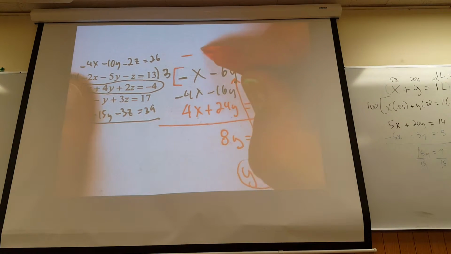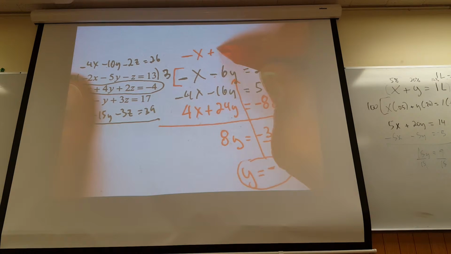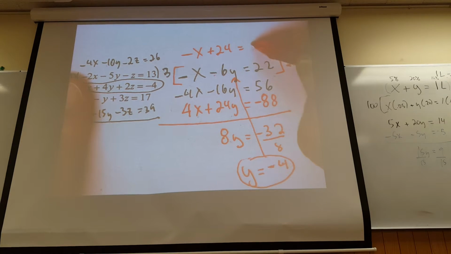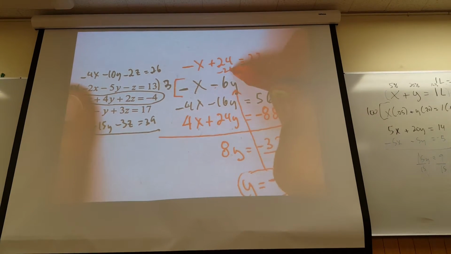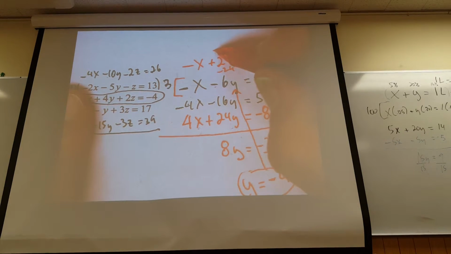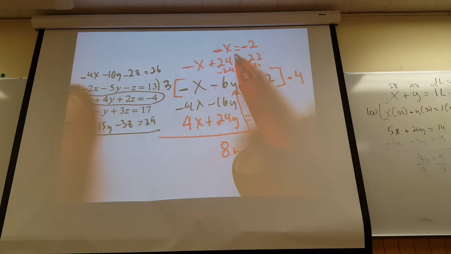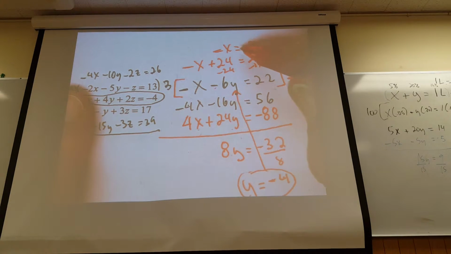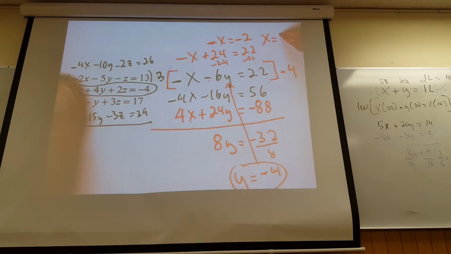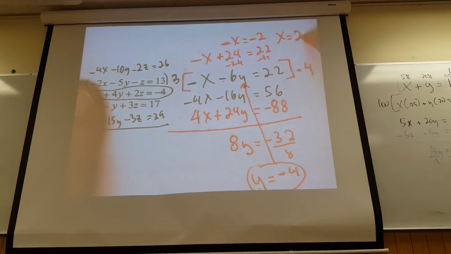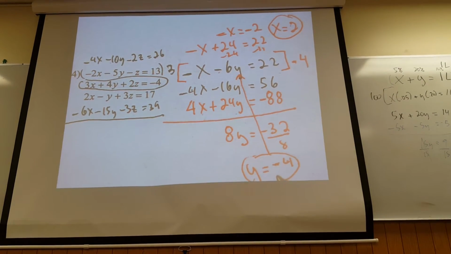I'm now going to take that y equals negative 4 and put it right there. Now that's negative x. Now negative 6 times negative 4 is plus 24 equals 22. When I minus 24, negative x equals negative 2. You know, we can't leave our answer that way, right? What does that mean? Positive x equals what? So x equals 2, y equals negative 4.